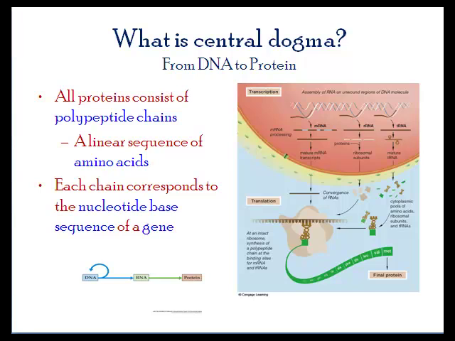All proteins are also called polypeptides. Polypeptide means poly is many and peptide is the bond between the amino acids that comprise a protein. So they are called a polypeptide chain. If you recall, each of these protein chains was made up of building blocks called amino acids. Now each chain corresponds to the nucleotide base sequence of a gene.